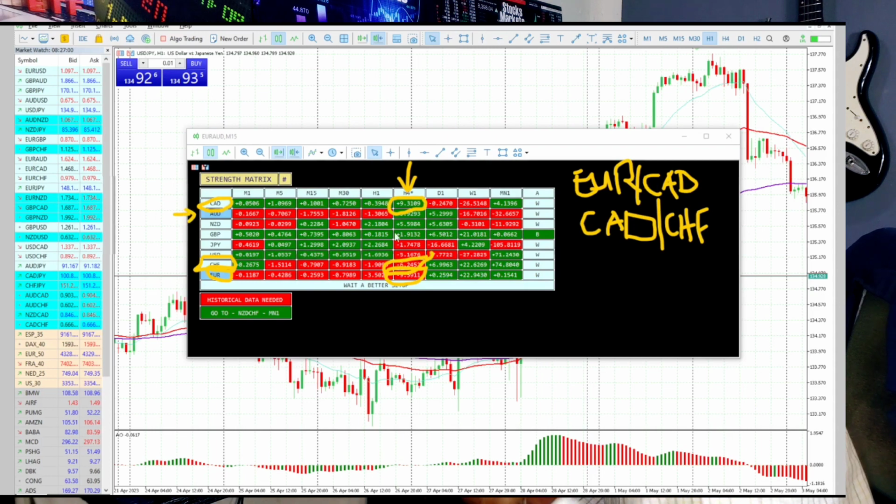But I did not choose the AUD because I realized that though on the H4 it was strong, see here, it was strong on the H4, but the whole time frame, the lower time frames are weak. So I didn't like it. I actually could have traded it, but I didn't like it. At least I want this one to also be green. So I just decided to let it go.